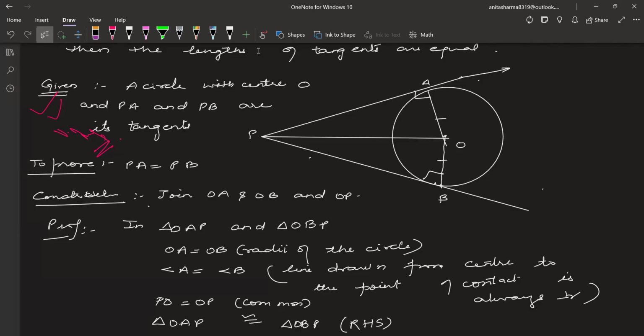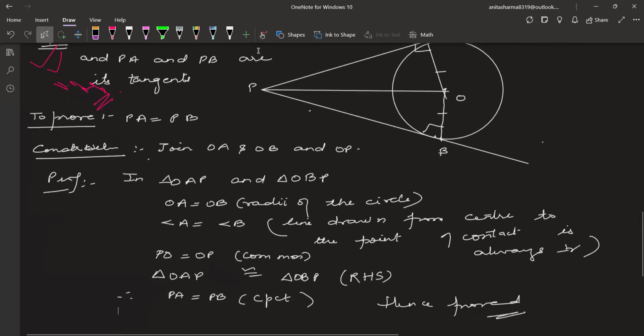Ma'am, do we have another theorem for angles? Yeah, beta, angles. By CPCT, you can prove angles also, right? Oh, okay. That this OP divides this angle APB. Right, beta? Yes, ma'am.